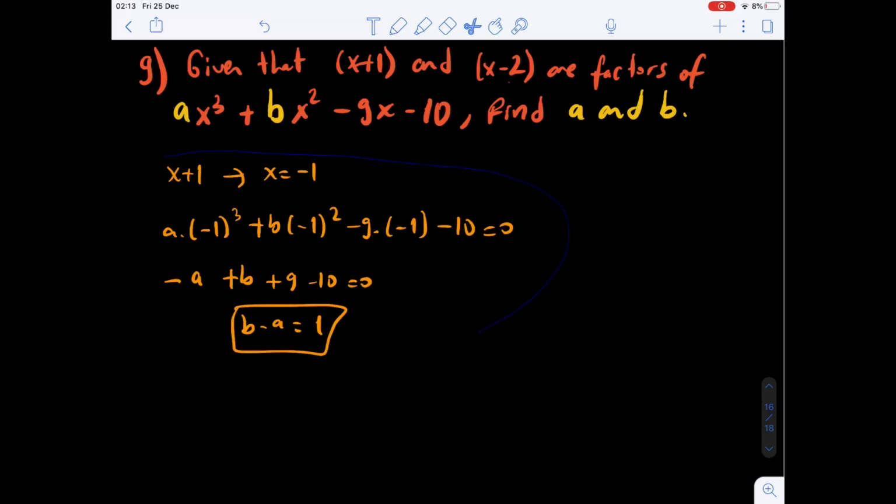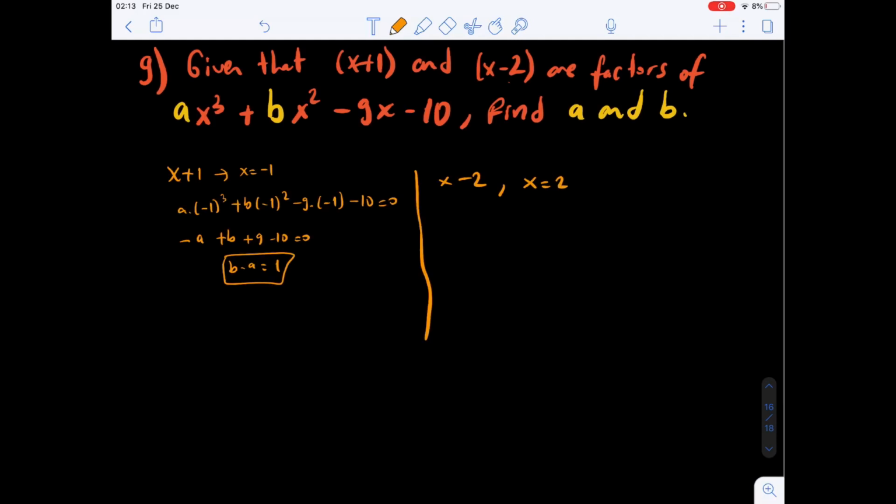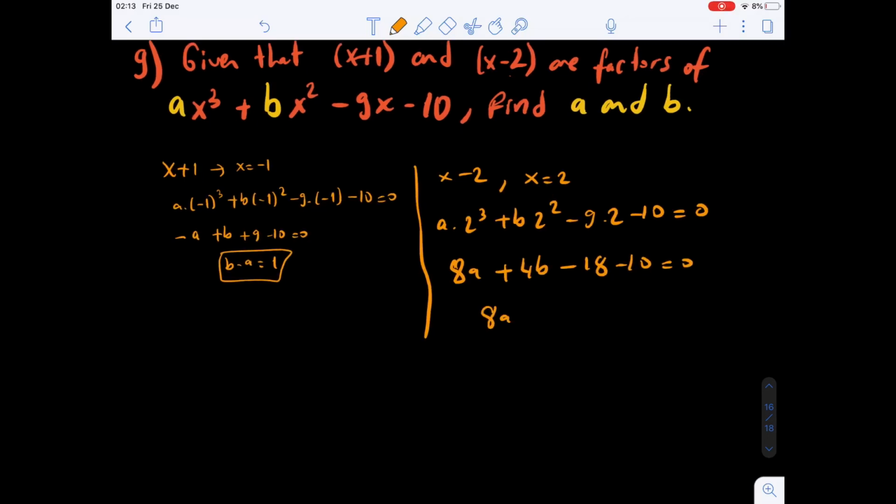What about the second equation? We know that x minus 2 is a factor, which means when x is 2, the polynomial will be 0. So a times 2 cubed plus b times 2 squared minus 9 times 2 minus 10 will be 0. Here it's going to be 8a plus 4b minus 18 minus 10 equals 0. So 8a plus 4b equals 28.